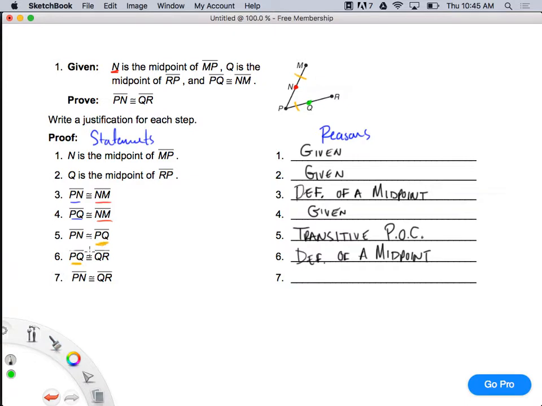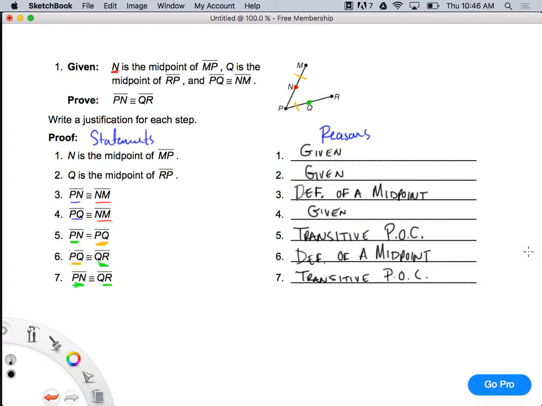Look, PN is congruent to PQ, and QR is congruent to PQ. Well, how do I know PN is congruent to QR? Isn't it the transitive? We have to be able to recognize when we need to use that property of congruence. You see that, guys? Is that a little bit more clear now? Yeah. Okay. Now, so that was reteach.